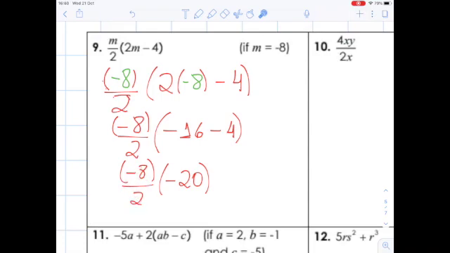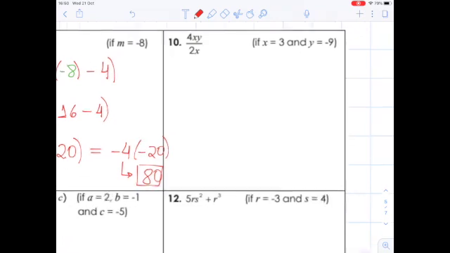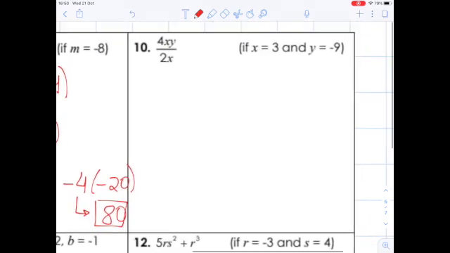Now I have to look at PEMDAS again. I have a division over here and a multiplication. So let's go ahead and do the division first. Negative 8 divided by 2 is negative 4 times a negative 20. And this is going to give me negative 4 times a negative 20, positive 80.